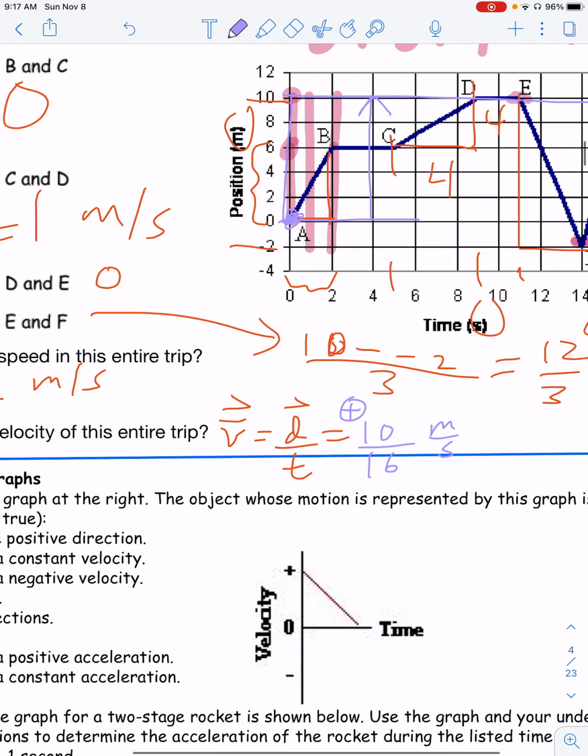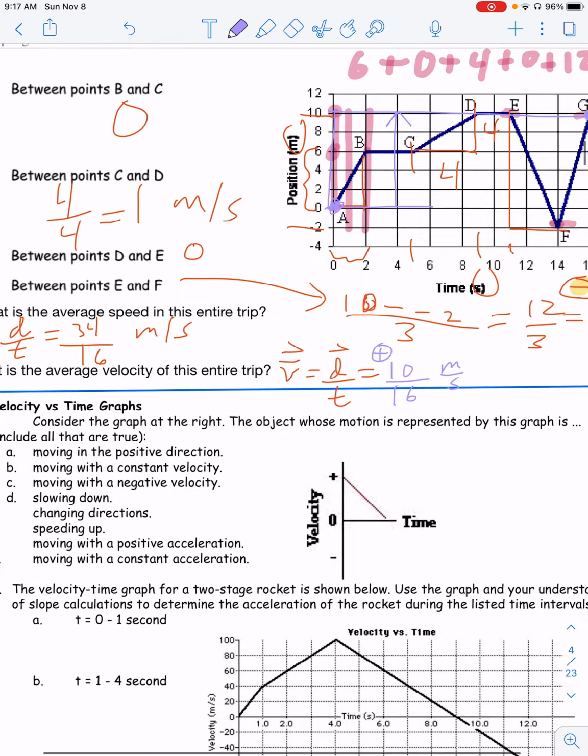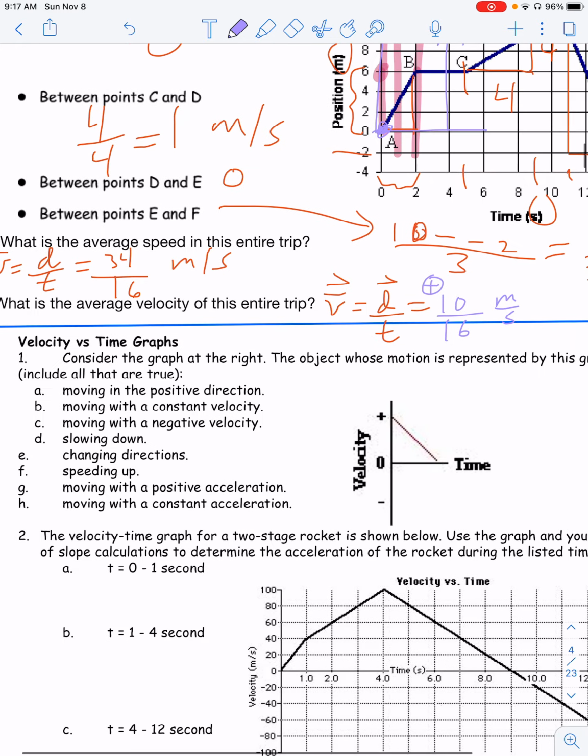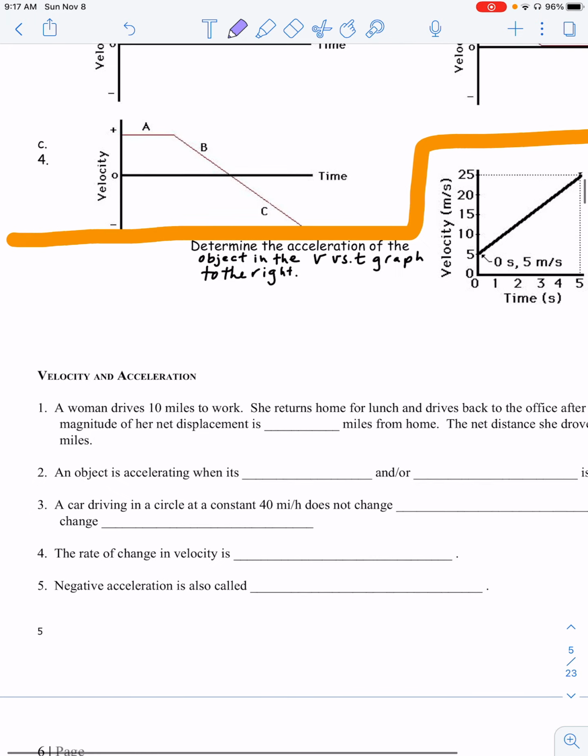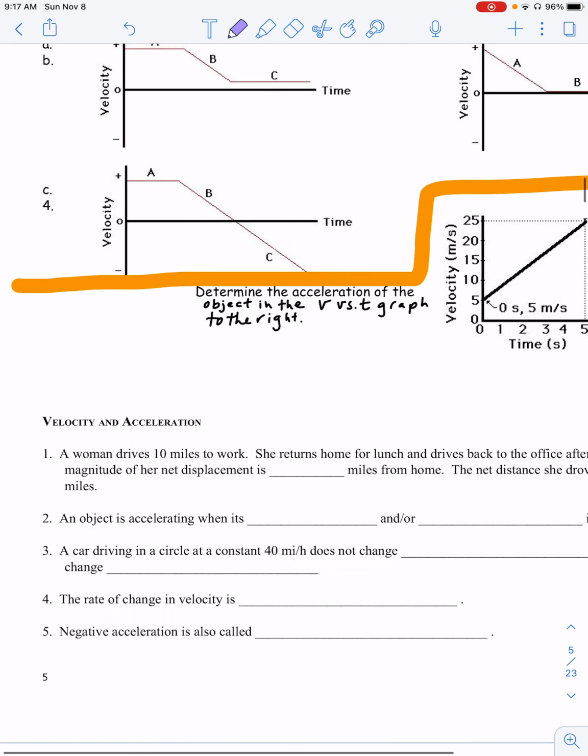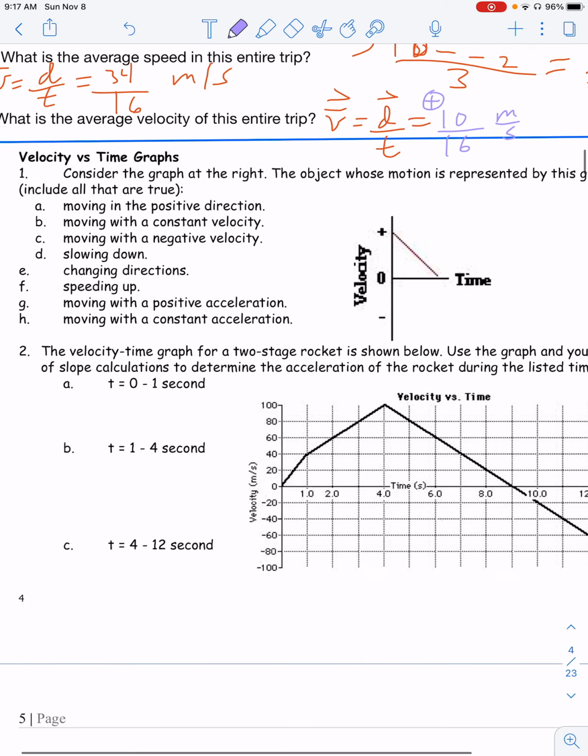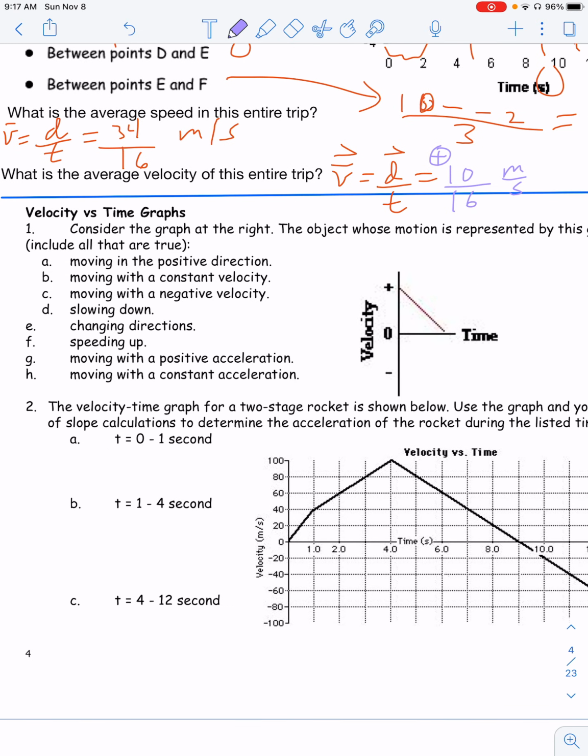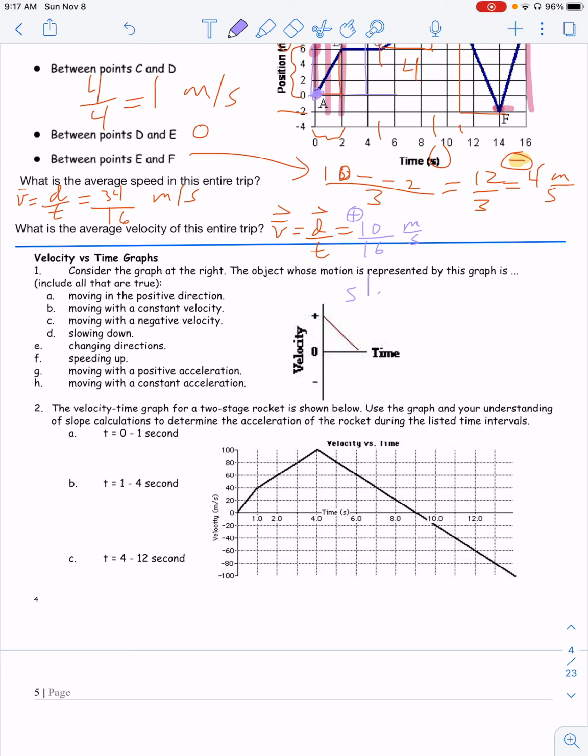Okay, so I'd be able to do that with a d versus t graph. Now, velocity versus time graphs. This is where I'll stop for this first video after I finish this. The most important thing about a velocity versus time graph is that the slope is equal to the acceleration. That's the most important thing on a v versus t graph.